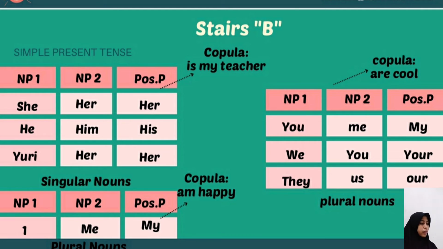Table 2 includes singular. Then the second table also has NP1, NP2, and post P. NP1, for example, you, we, they. NP2, for example, me, you. Post P, for example, my, your, our. This table includes plural nouns. Copula is are, cool.